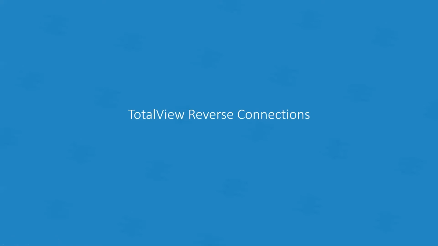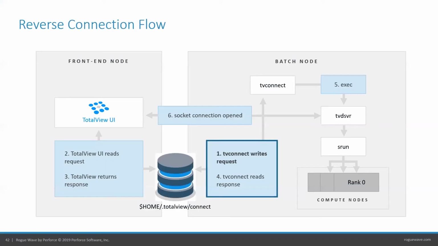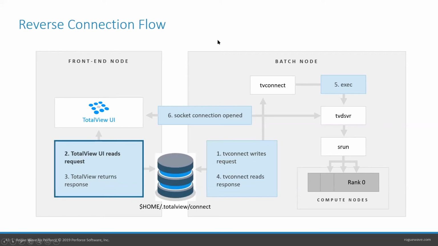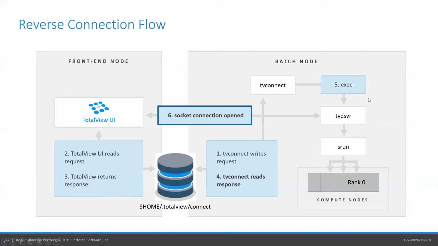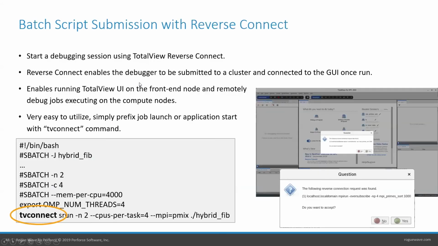And in addition to that, we also have reverse connection, which is on the front node. You can put TV connect command in your request, and TV connect writes request to shared space and TotalView on front node, and it can be TotalView client, which then connects to TV connect, and as soon as you get your allocation, your execution starts and stops, and TotalView server connects, all of them connect to TotalView UI on the front end, and you can start with debugging. So this is how it works.